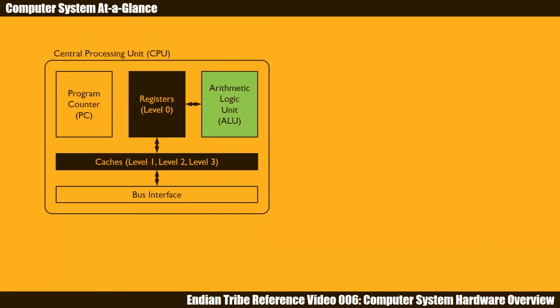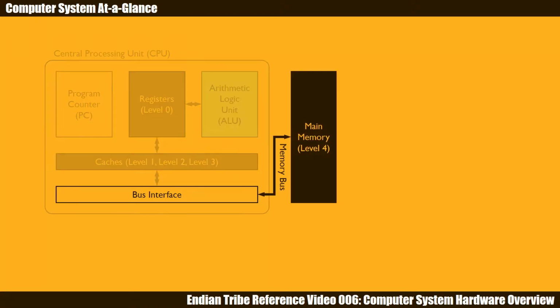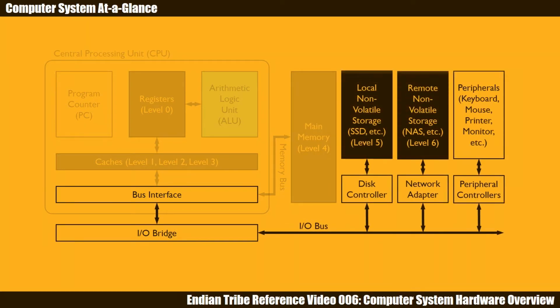Along with the bus interface, the aforementioned components make up the central processing unit. It connects to the main memory via the memory bus. Main memory is what is colloquially referred to as RAM. The CPU bus interface also connects to an I/O bridge that aggregates all other data sources. Just so you know, from the processor's perspective, peripherals such as keyboard, mouse, printer, and monitor are no different than hard drives. They all generate data for and receive data from the processor.